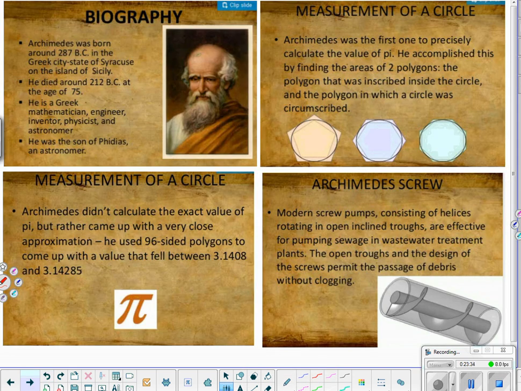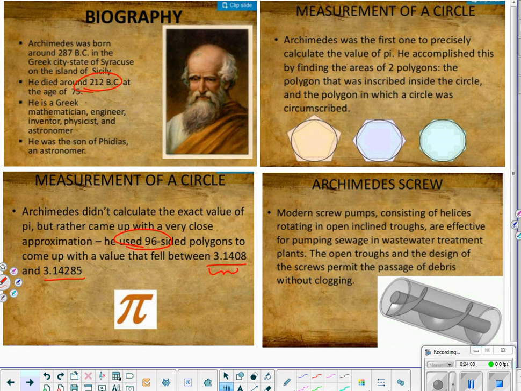I think, yeah, here, it said he used 96 sides, a 96-sided polygon to generate a value for pi. So we're talking in like 212 BC, he died, so almost 300, 250 BC-ish, we're coming up with an estimate for pi that fell between 3.1408 and 3.1285. So accurate out to the hundredths position.